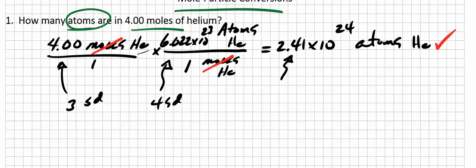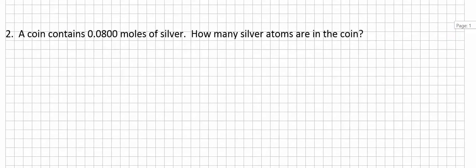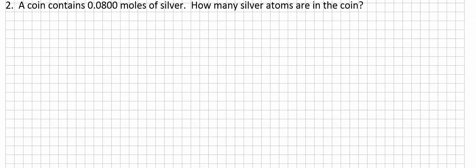That's number 1. Let's look at number 2. Number 2 says a coin contains 0.800 moles of silver. How many silver atoms are in the coin? So this is what I've been given. I've been given 0.800 moles of silver, and I'm looking for the number of silver atoms, right? I'm looking for the number of silver atoms.